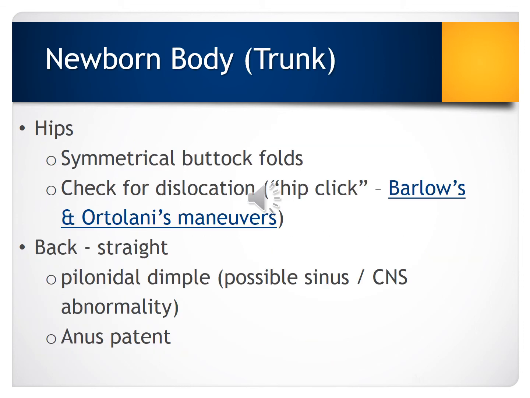Moving down the newborn, we're now at the hips, and we're checking for symmetry of the folds in the buttocks. So if we turn the newborn over, we look and see if there is the same number of folds on both sides. If there isn't, if one leg seems longer than the other one, or there's fewer folds, then we want to start thinking about hip dislocation. And then we do a check. We turn the newborn back supine, and we conduct what we call Barlow's and Ortolani's maneuvers.